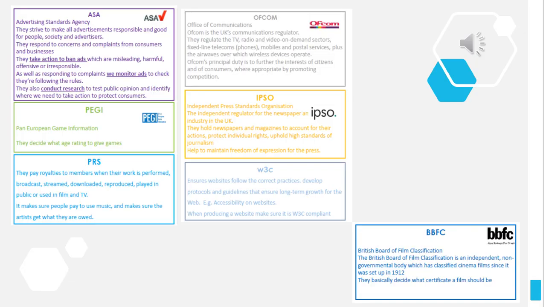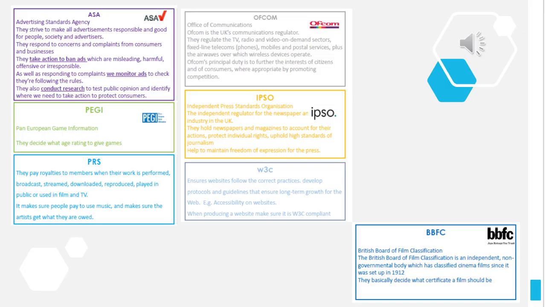Yeah, and you've got IPSO. So IPSO is any newspapers and magazines are governed by IPSO. They do similar things to the others where they just make sure that everything is being followed properly. Everything's upheld. There's no libel going on. No offensive articles, no offensive adverts within the magazines and newspapers. Finally, you've got W3C. So this is like a big set of guidelines that every website is supposed to follow. So if you don't follow the W3C rules, there's a good chance that your website's going to get taken down from the internet.